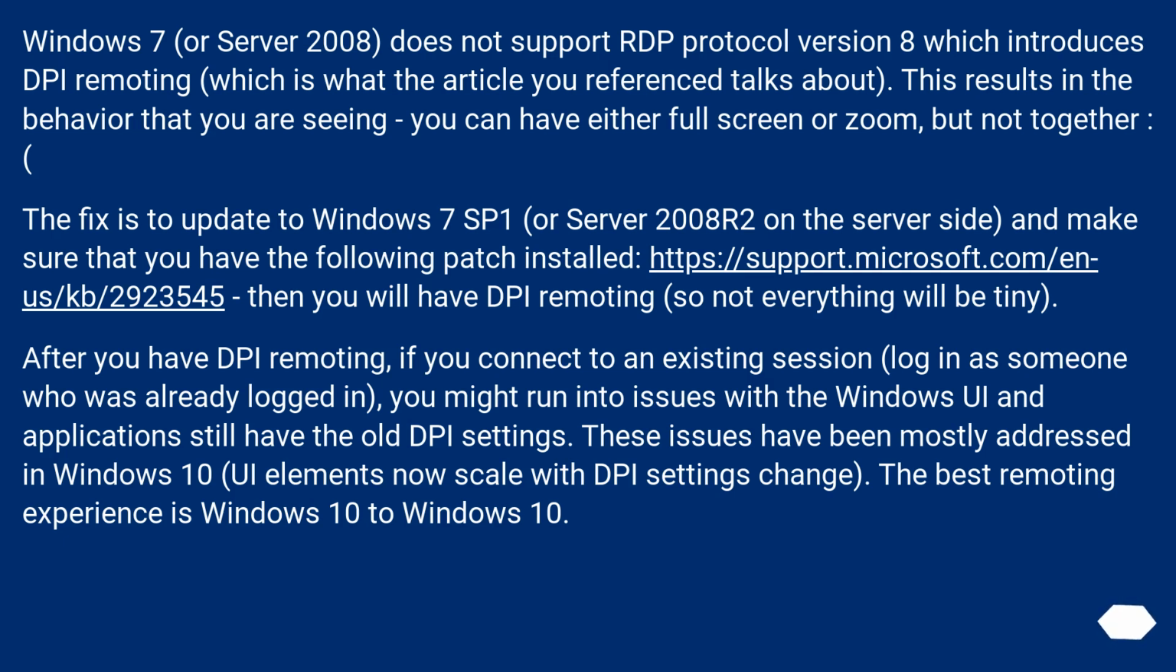The fix is to update to Windows 7 SP1, or Server 2008 R2 on the server side, and make sure that you have the following patch installed, this URL, then you will have DPI remoting, so not everything will be tiny. After you have DPI remoting, if you connect to an existing session, log in as someone who is already logged in, you might run into issues with the Windows UI and applications still have the old DPI settings. These issues have been mostly addressed in Windows 10, UI elements now scale with DPI settings change. The best remoting experience is Windows 10 to Windows 10.